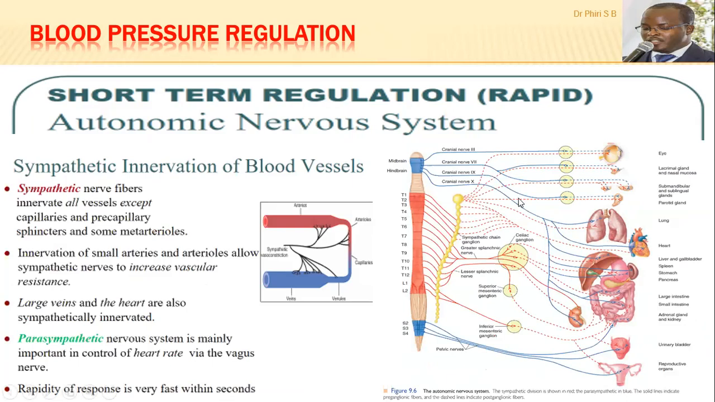So even from this diagram, you can appreciate that the parasympathetics via the cranial nerve number 10, the vagus nerve, is mainly innervating the heart. You can see the vagus nerve is innervating the heart, but it's not innervating most of the blood vessels. But the sympathetics are innervating most parts of the blood vessels, except those capillaries, precapillaries, and the metarterioles, which are not innervated. So you need to appreciate that.